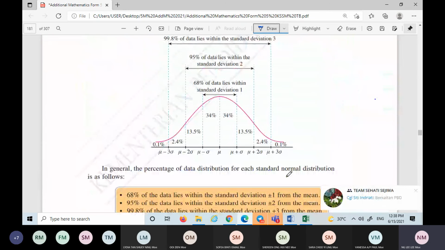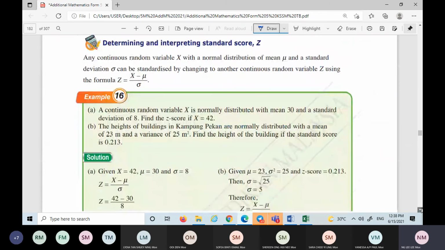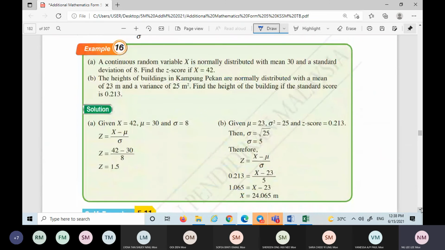So this part you don't have to memorize. This one is just for you to know. Then we will go through one example, then that's all for today. We want to see how we make use of the formula just now: z equals x minus mu divided by sigma.